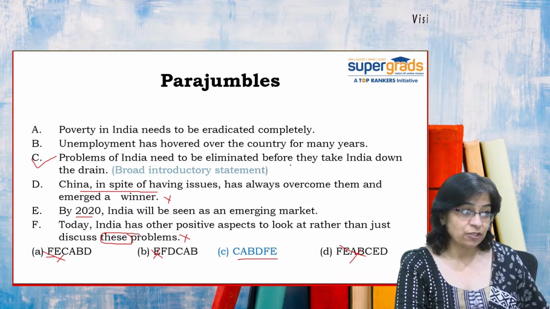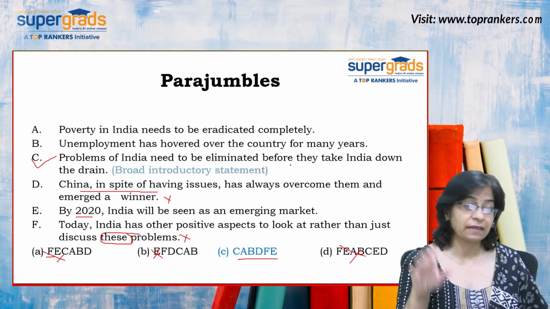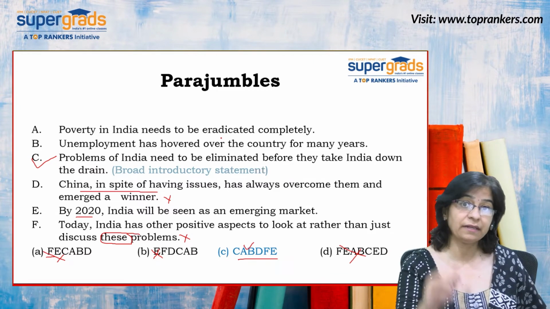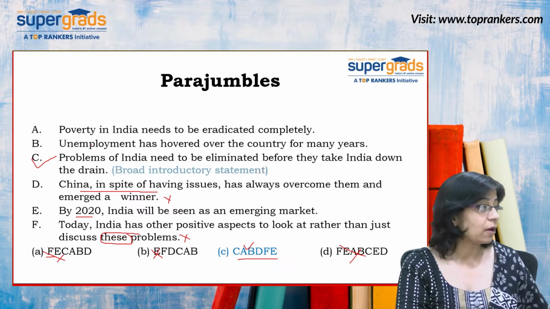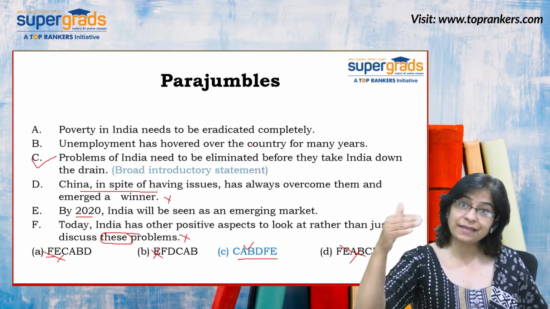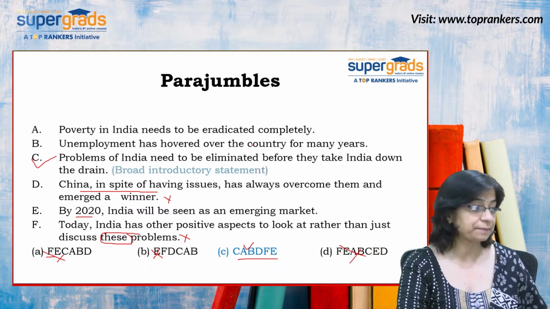Problems in India need to be eliminated. So we are talking about the problems that India is facing. Then C, if we put option A, poverty needs to be eradicated. This is one problem. Unemployment has hovered around the country for many years. This is the other problem. So gradually they are introducing what problems are being faced by India.